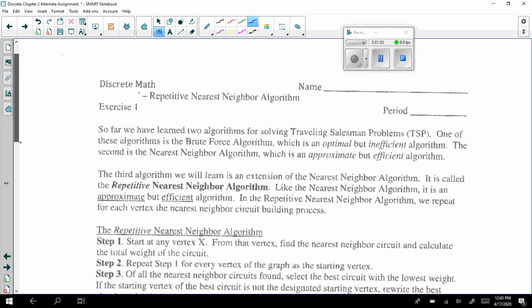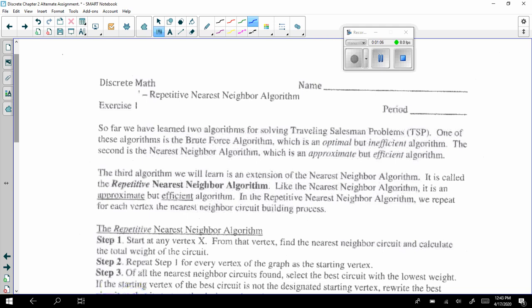So I wanted to talk to you a little bit about the repetitive nearest neighbor algorithm. Even though that's not something that we covered, it's a little bit of an enrichment. It's the same process, and then I'll do a little bit on the cheapest link algorithm. I'm going to skip some of the last page, okay?